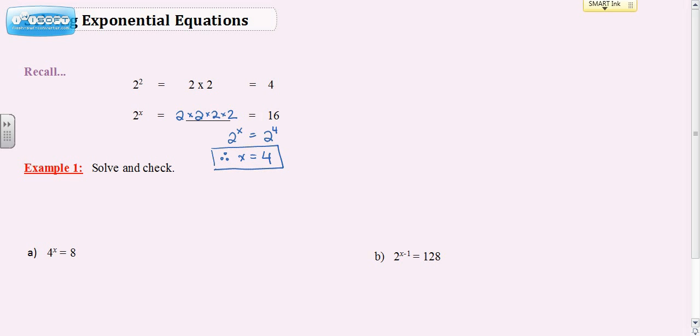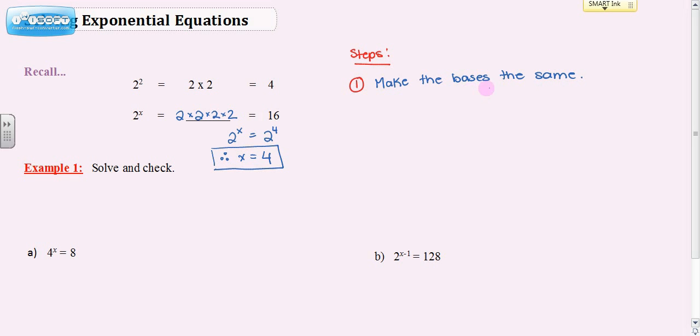So let's create steps of how to solve exponential equations. The first step is that you need to make the bases the same. And when I choose what base, I have to know some of my perfect squares. So 2 times 2 is 4, 4 times 4 is 16, 3 times 3 is 9. So use the ones you know and try to make the bases the same.